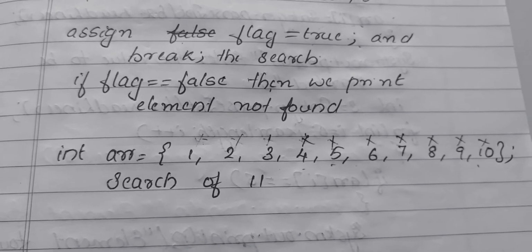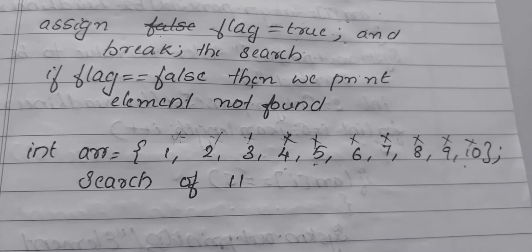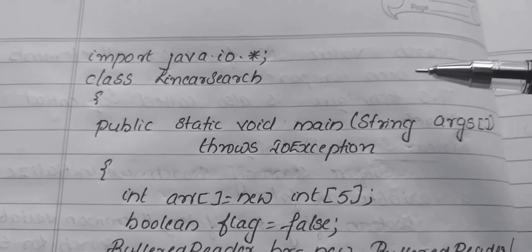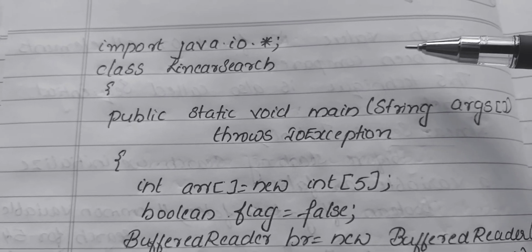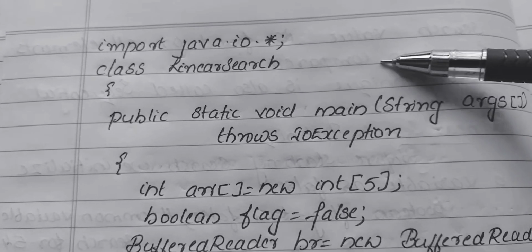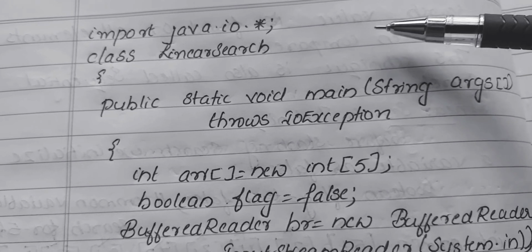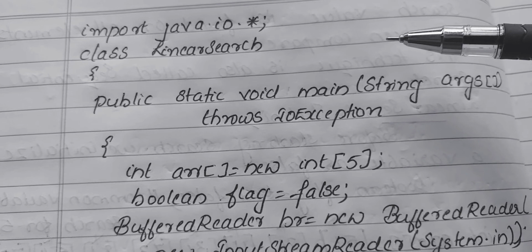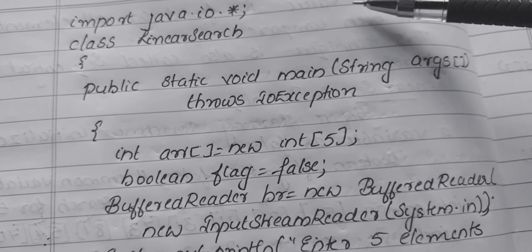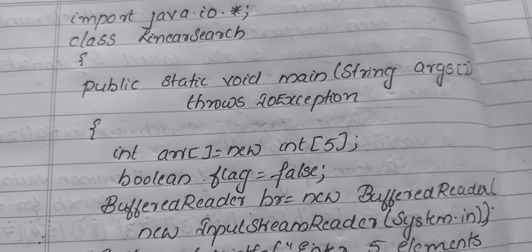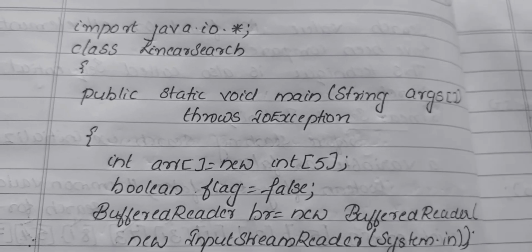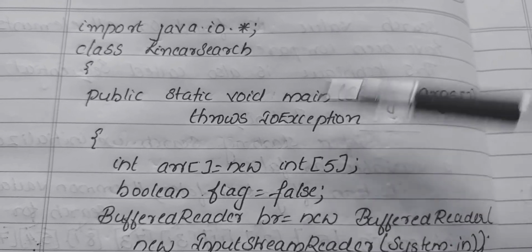So let's move on to our program. Here we are doing the linear search technique program by using IO classes. Usually we do it with a scanner class, isn't it? Let's do the same program with the IO class. You can also do the same program by using the scanner class. Here we are using the IO class.